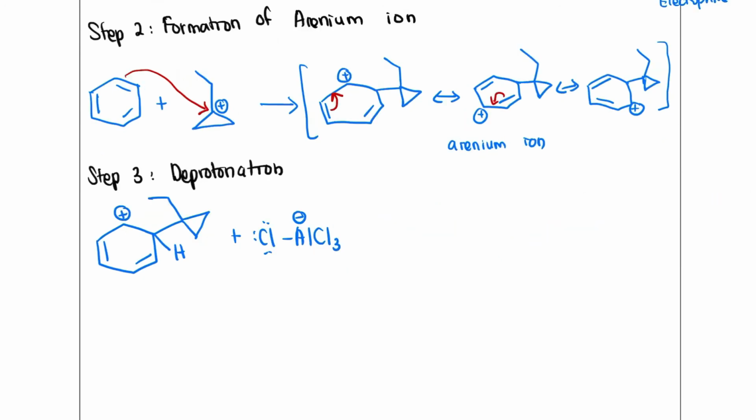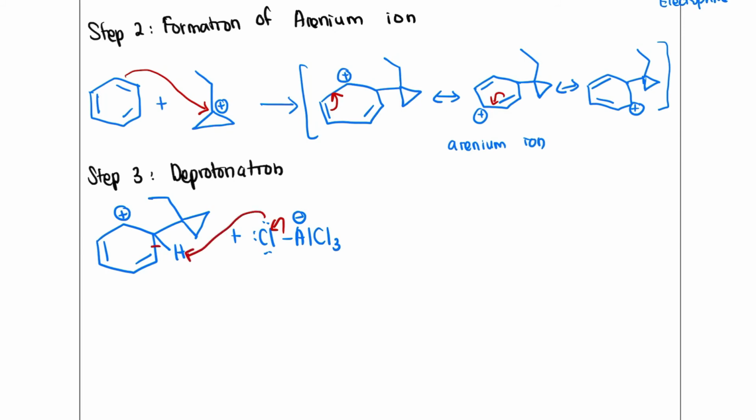Okay, so the last step is step 3, deprotonation. Okay, so the purpose of deprotonating is so that we can get back our double bond, so that this benzene ring can become an aromatic ring again. Okay, and other than that, we need to form back our catalyst AlCl3. So that means this bond here will break. Okay, like before. So this bond breaks and then this Cl will go and get hydrogen.